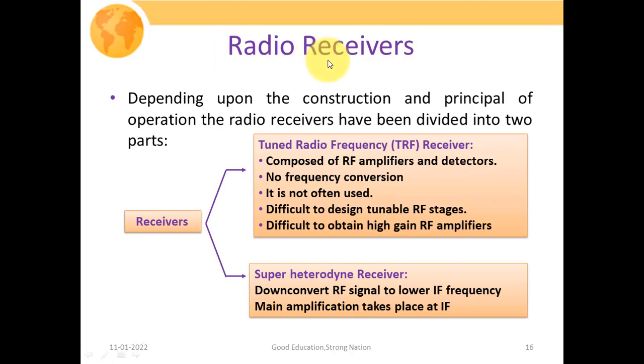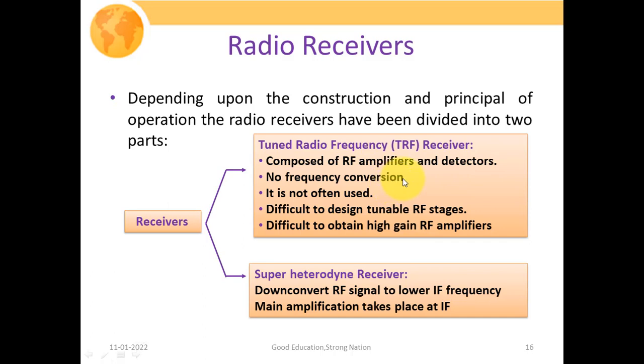Now in this slide, we will give an overview of both types of receiver that we have studied, that is the TRF as well as the superheterodyne receiver. Obviously this overview will be based on their construction and principle of operation. The tuned radio frequency receiver is composed of an RF amplifier as well as a detector. We have already seen that. No frequency conversion will take place. Obviously here we are talking about intermediate frequency conversion.